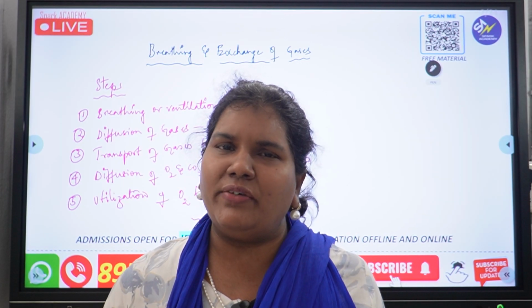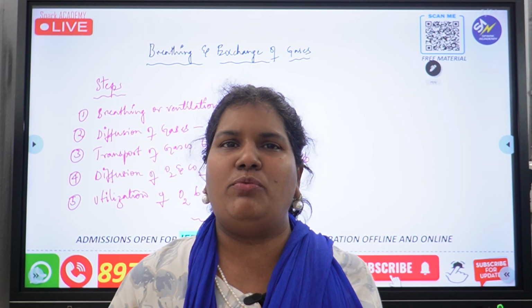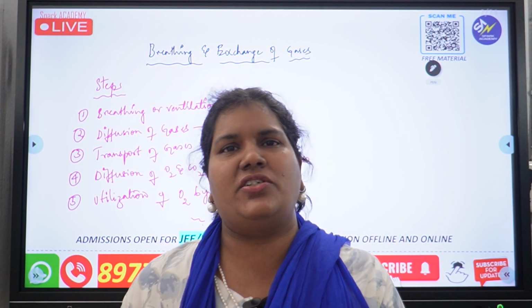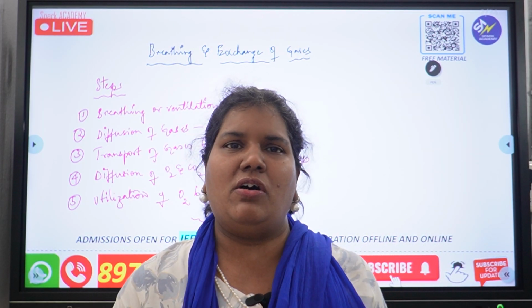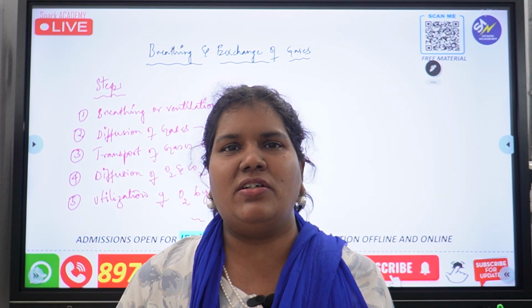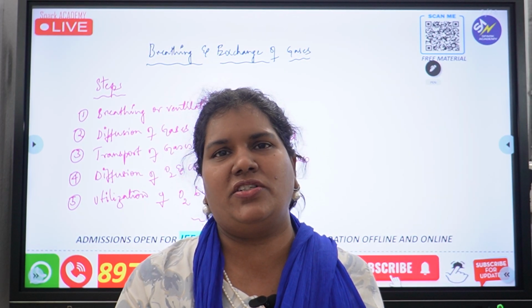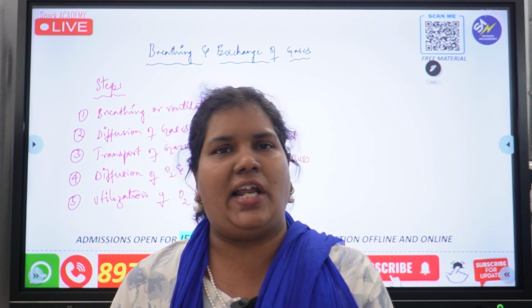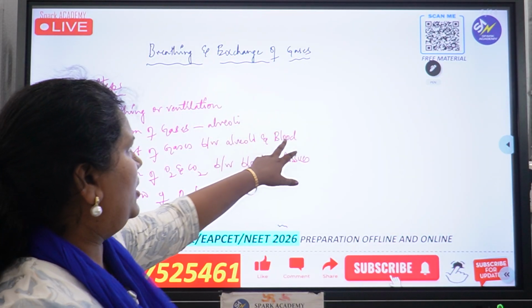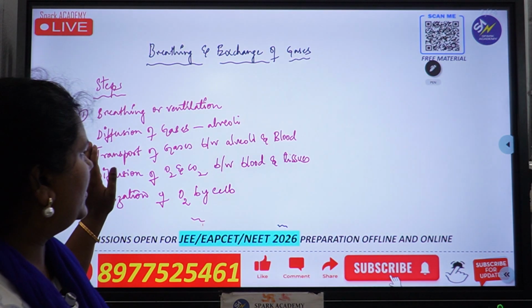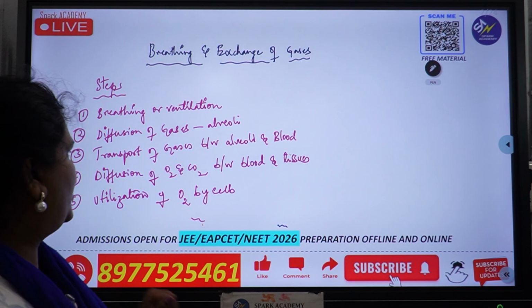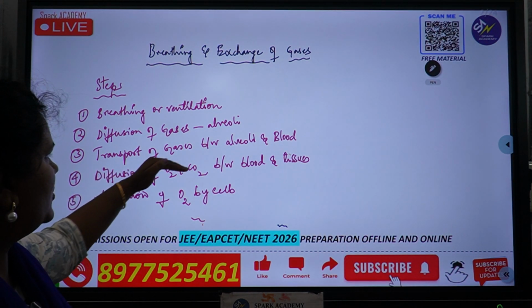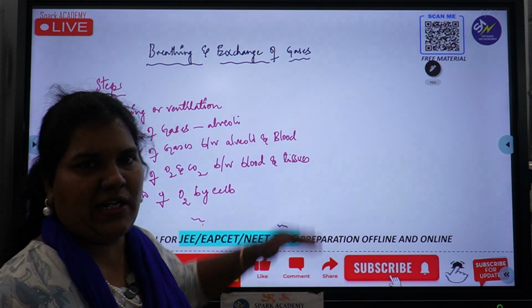As you all know, how do we define diffusion? The movement of molecules from a region of higher concentration to lower concentration. So here, if you see the concentration, where is the higher concentration? In the lungs there is higher concentration. From there the oxygen enters the next part, that is the blood. In blood, what will happen? The blood will carry the oxygen. So there is diffusion of oxygen and carbon dioxide between blood and tissues.